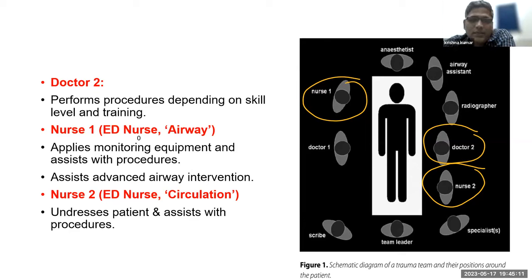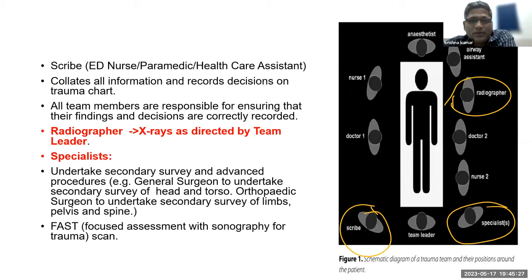But if you are alone, a single person in a small district center or something, and you have only one or two assistants, then the approach should be a vertical approach. You should start with airway first, then go to breathing, then go to circulation, and subsequently the management will be done. Then record keeping has to be done. All the information which has happened, all the diagnoses made, has to be documented because it's of medico-legal importance. And all team members are responsible for ensuring that the findings and decisions are correctly recorded.